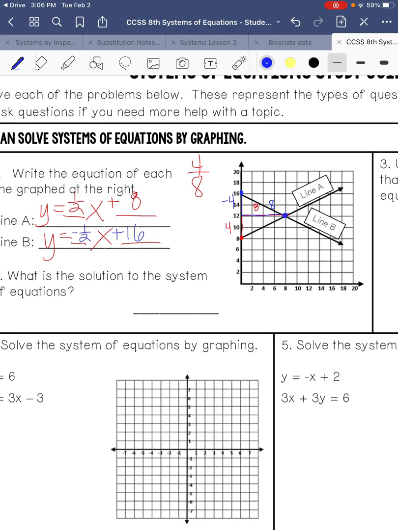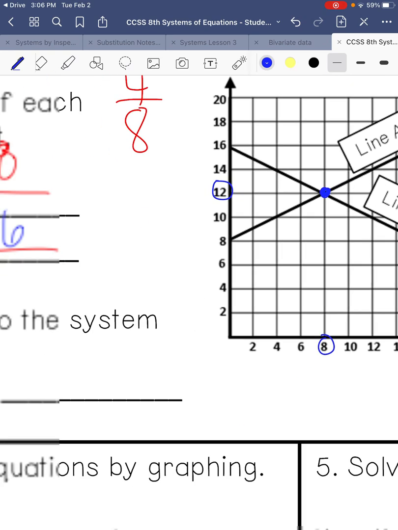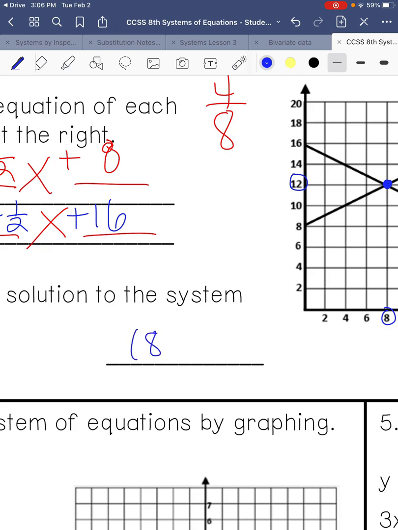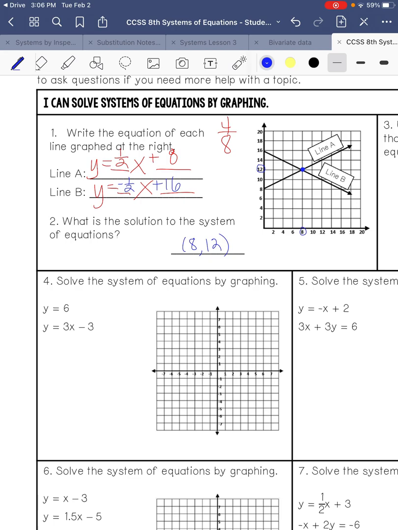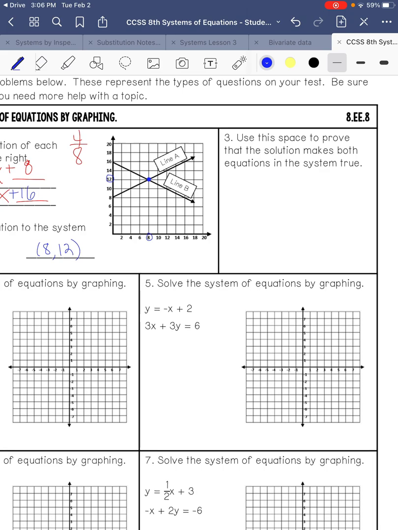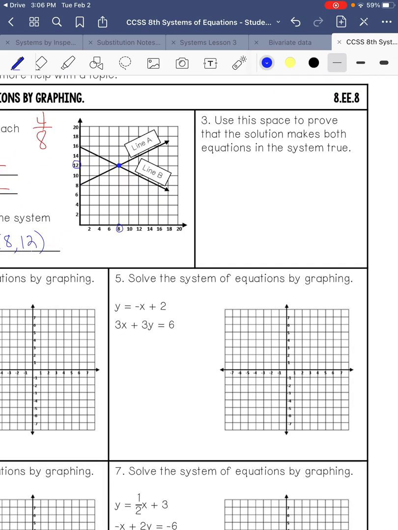Now the question is, what is the solution to the system of equations? Well, the solution when we're graphing, when it's visual and you can see it, is the point of intersection. So this is the point 8, 12. So 8, 12 is the answer that makes this true. All right, let's take a look at number 3. Use the space to prove it.